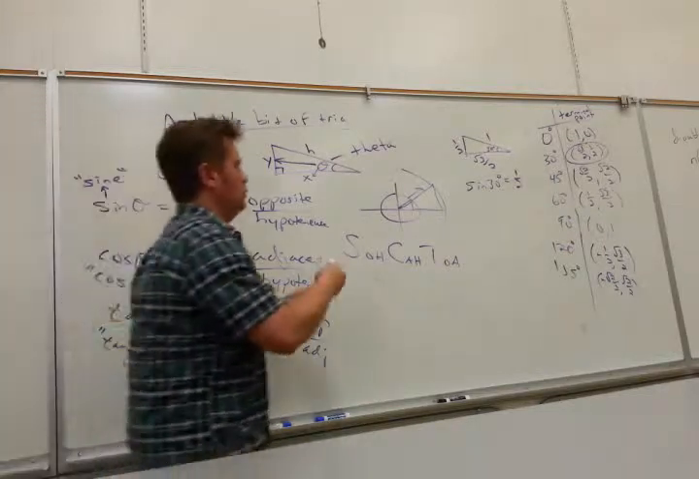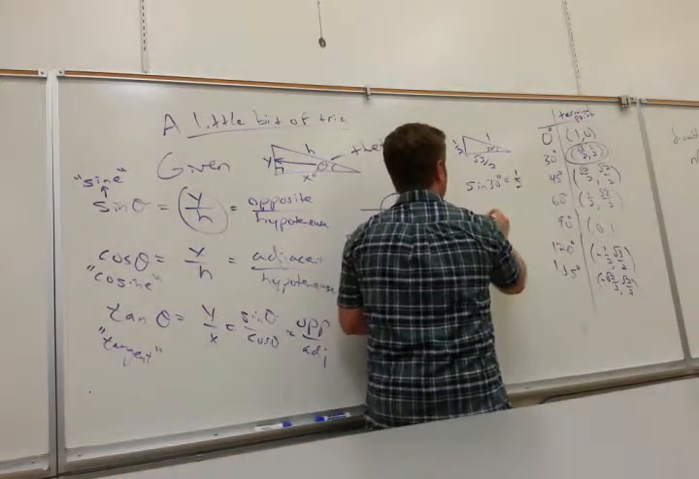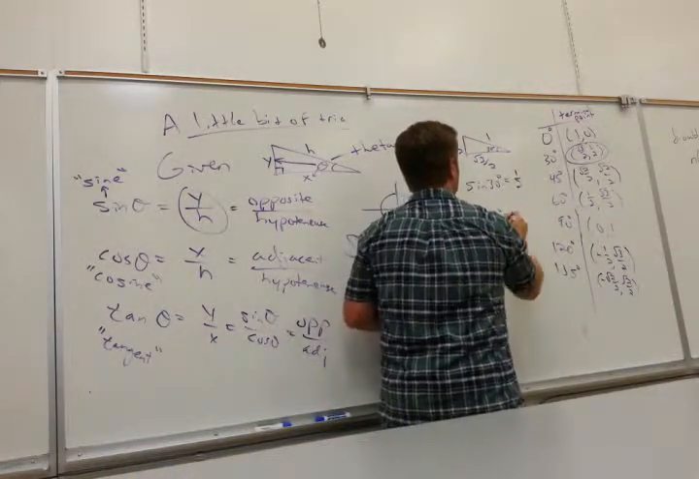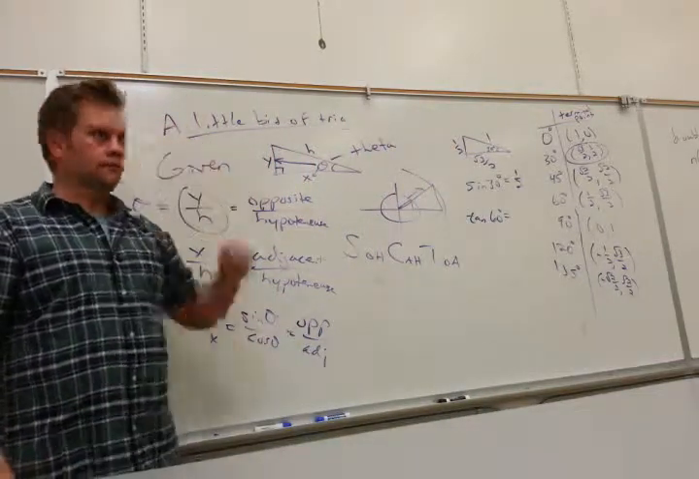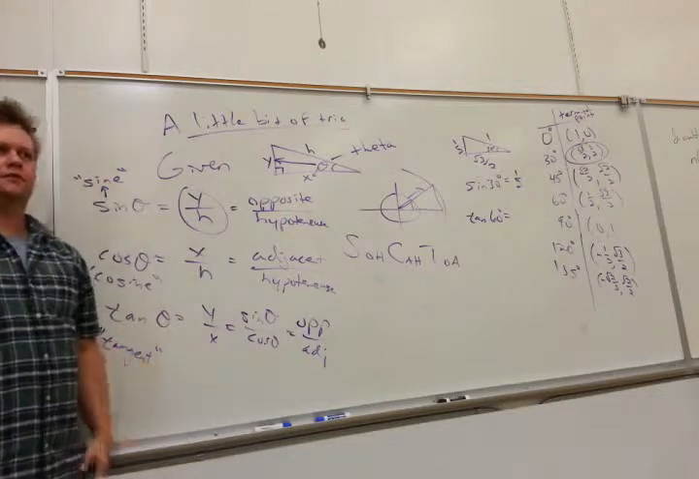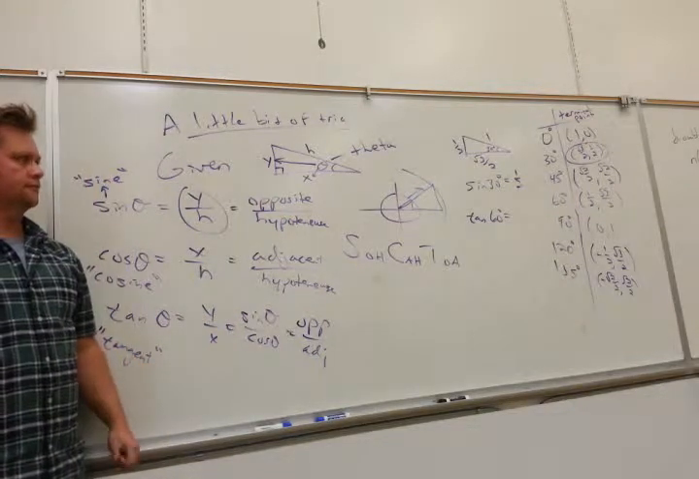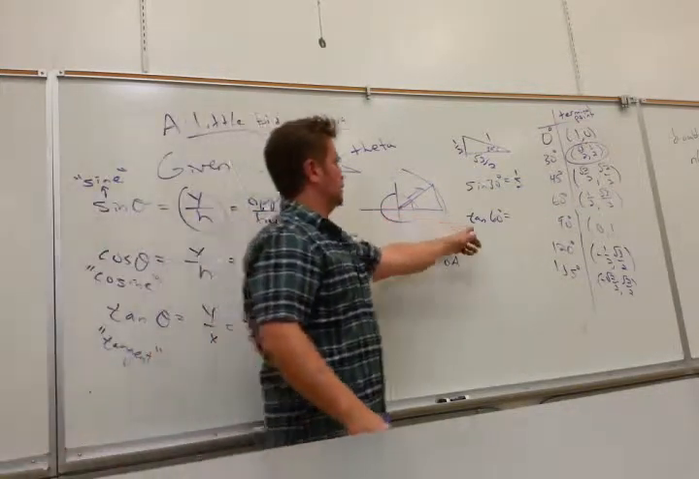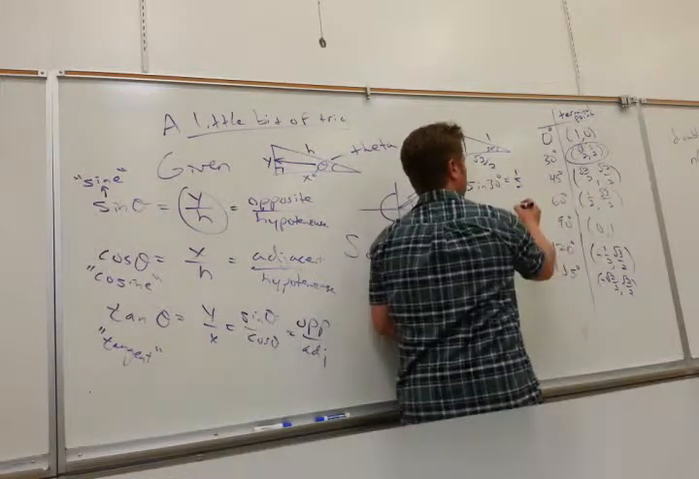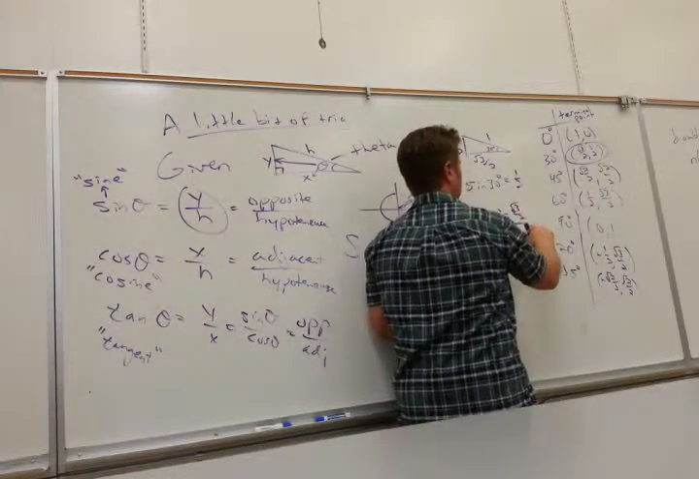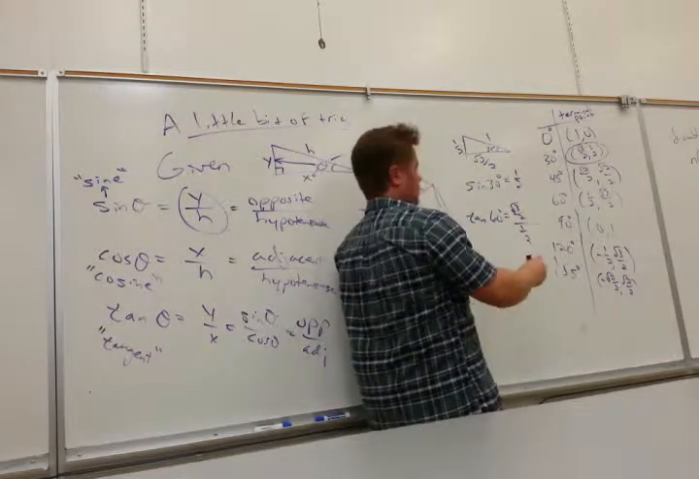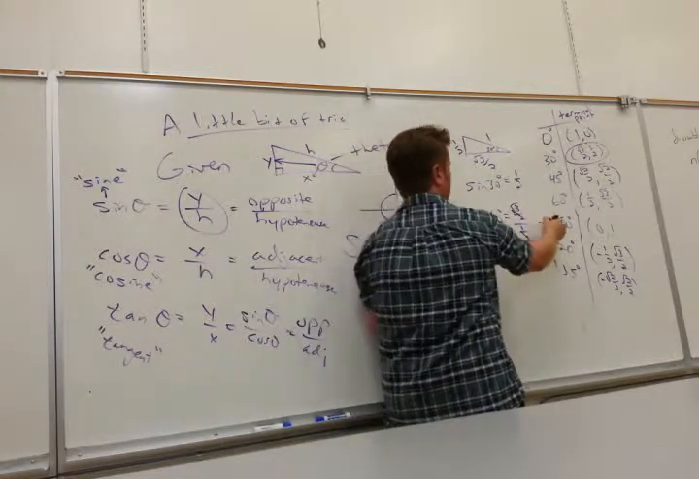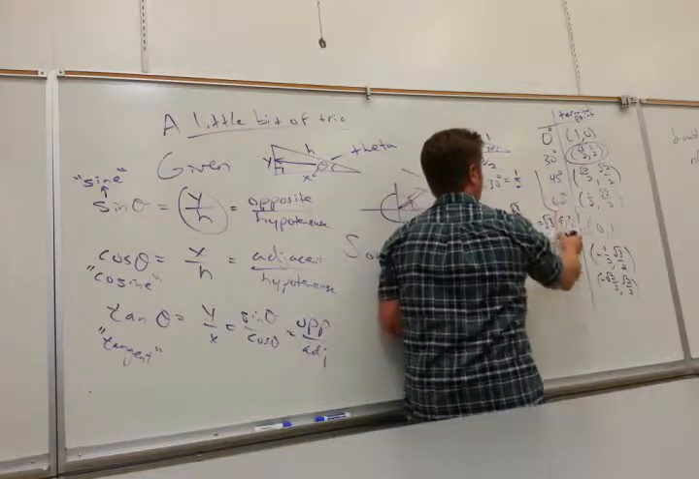So real quick, what would tangent of 60 degrees be? Remember, it's y over x. So what's the y for 60 degrees? Radical 3 over 2? And the x is 1 over 2? So the over 2's cancel, so you're left with radical 3, right?